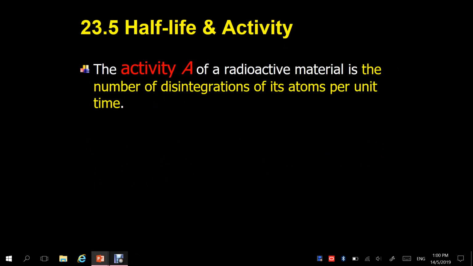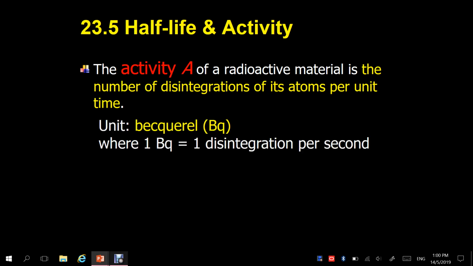The next term that I would like to define is the activity. The activity of a radioactive material is the number of decays or the number of disintegrations per unit time. So if let's say a radioactive material gives out 5 radiations in 1 second, then we say the activity is 5. The unit for activity is becquerel, after the French scientist Henri Becquerel. So 1 radiation per second is called 1 becquerel. If there are 5 disintegrations per second, then it's 5 becquerel, and so on.